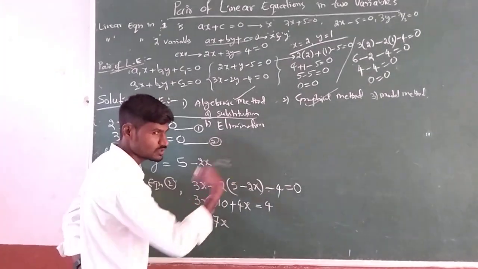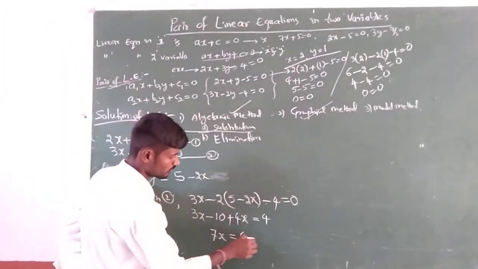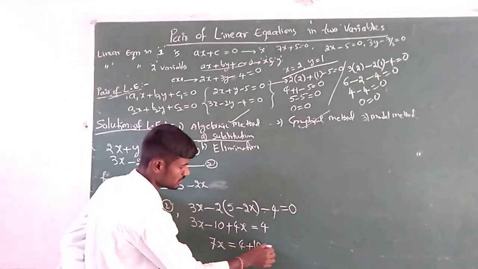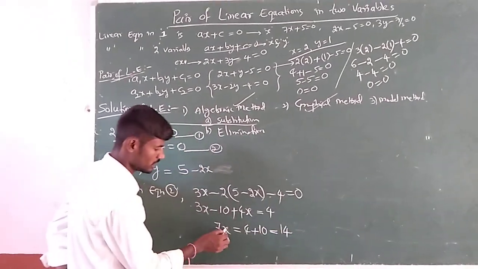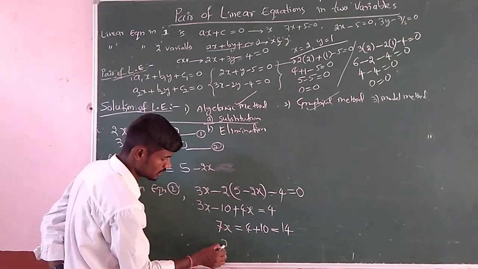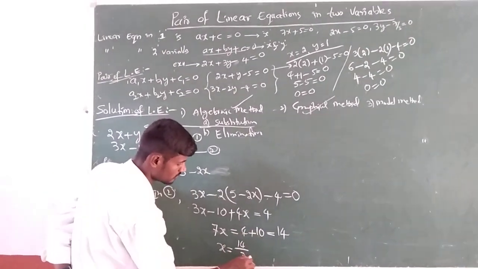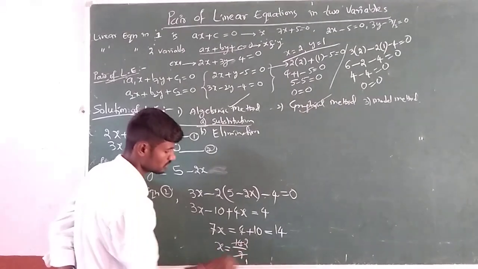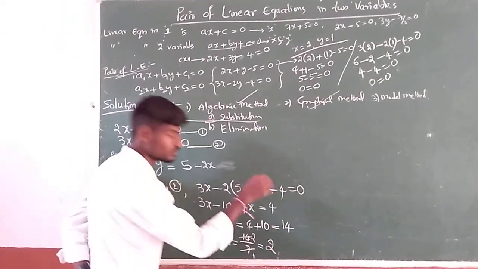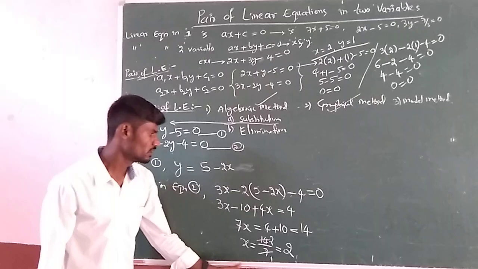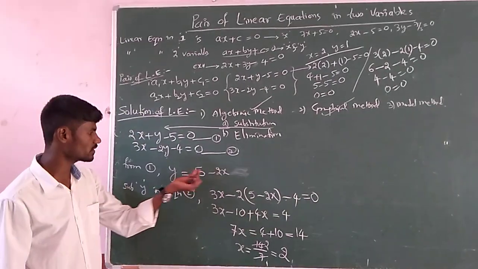Minus 10, transpose it to the opposite side: 4 plus 10. Now 4 plus 10, result 14. 7x equals 14. Now see, x equals, if you transpose it to the opposite side, 14 by 7. 7 ones are 7, 7 twos are 14. So what is the value of x? 2. Have you understood? First we have represented one variable in terms of another.